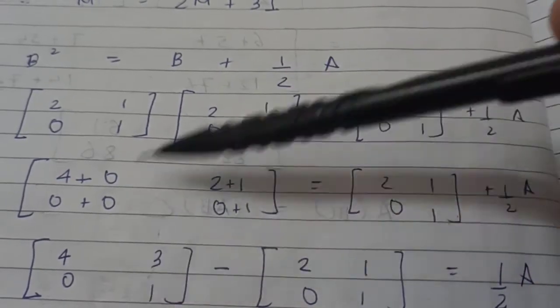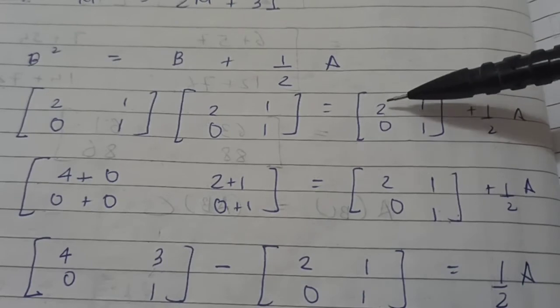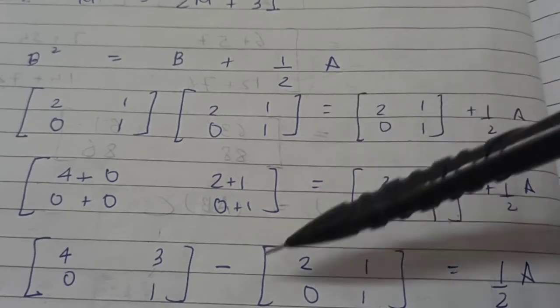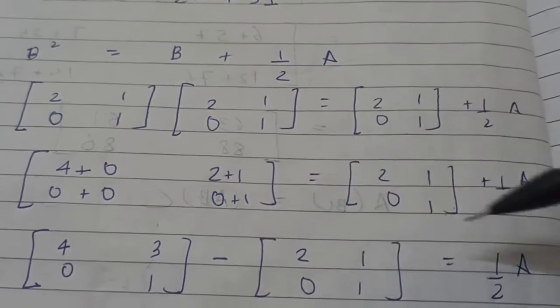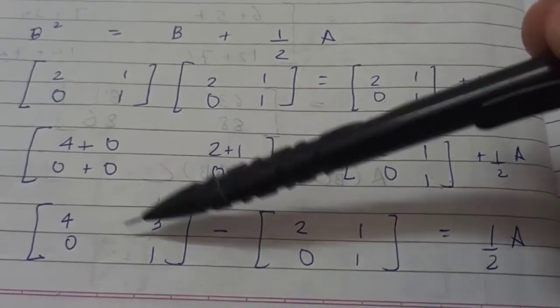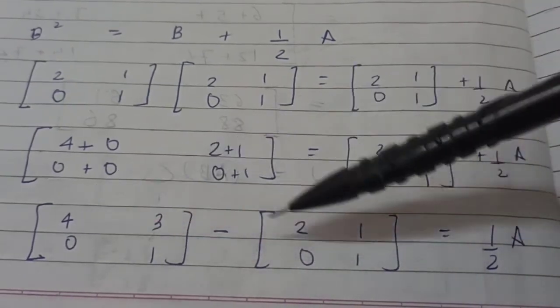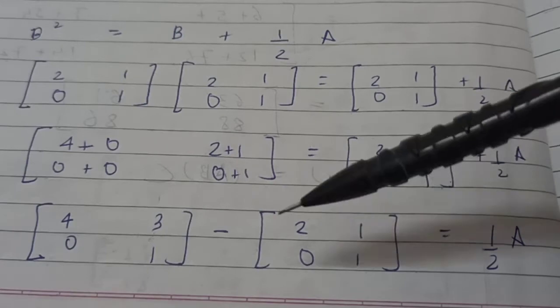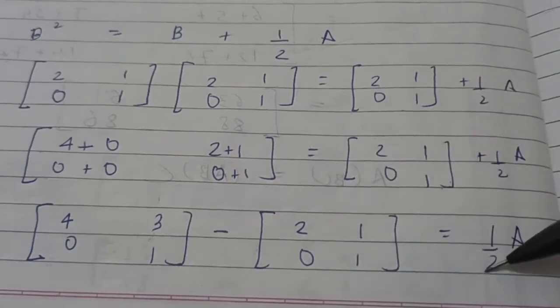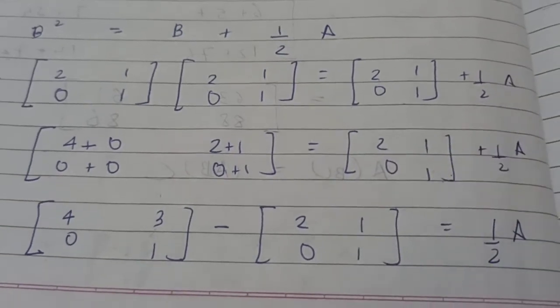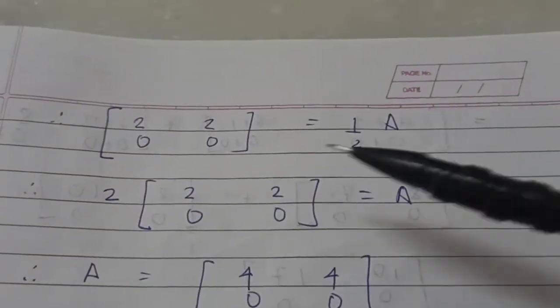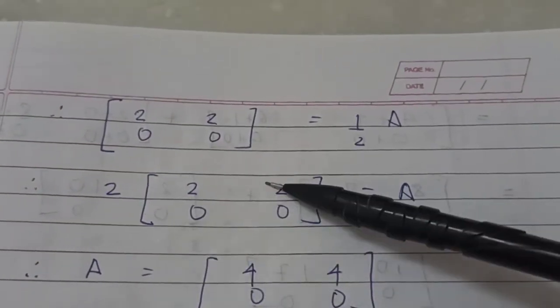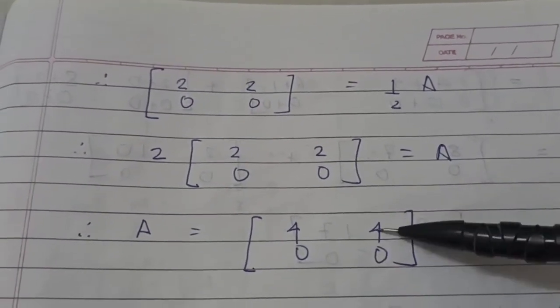Do the multiplication, don't copy. This will go to the LHS and will become subtraction as usual, and half A remains here. We know how to subtract it. Subtract the individual elements, corresponding elements, and get a single matrix. Half will go up and become twice. So now I have A alone, which is twice of this. The 2 gets absorbed, and this is the final answer of A.